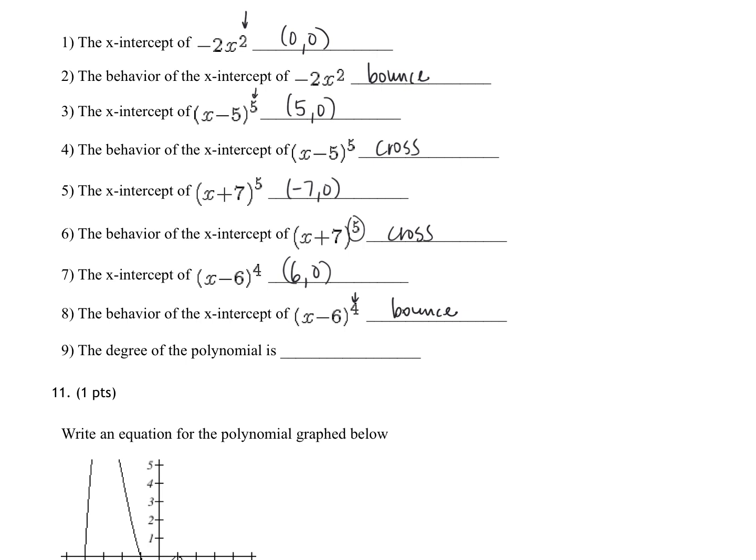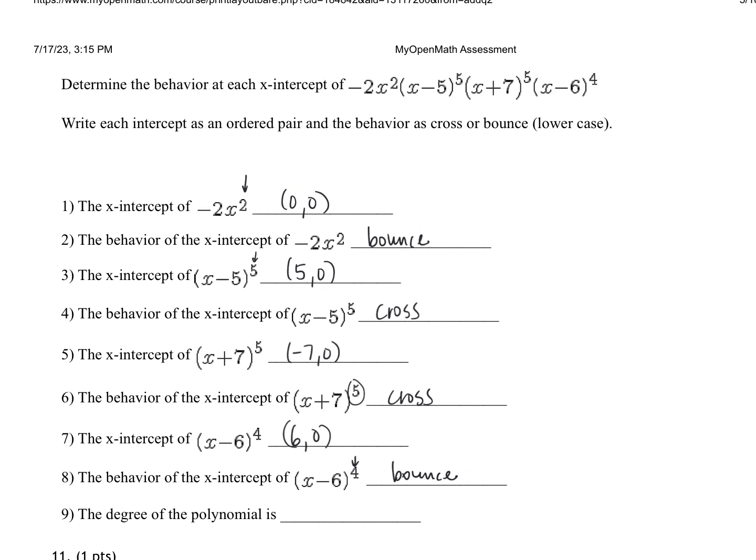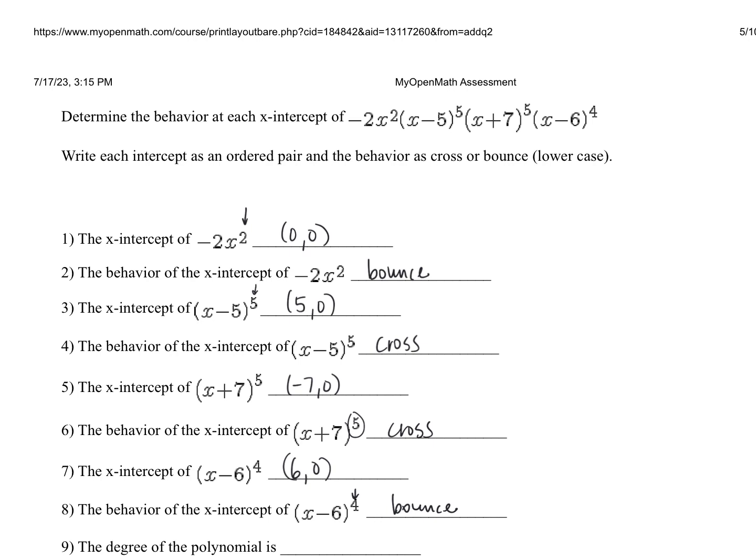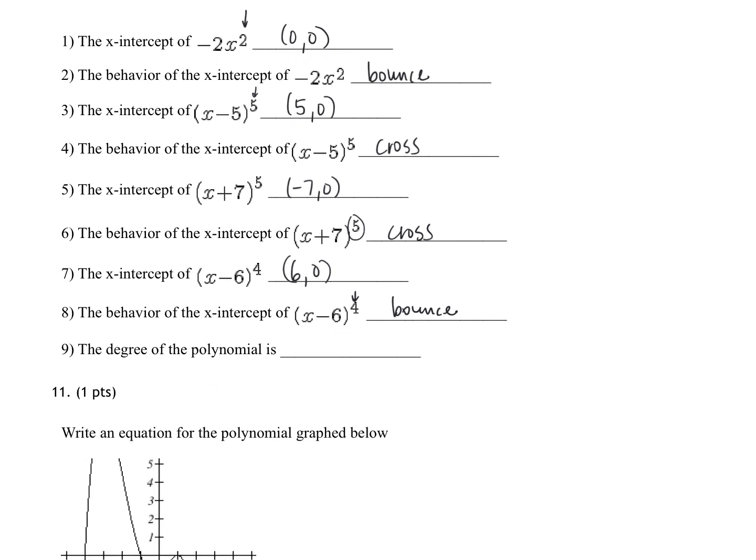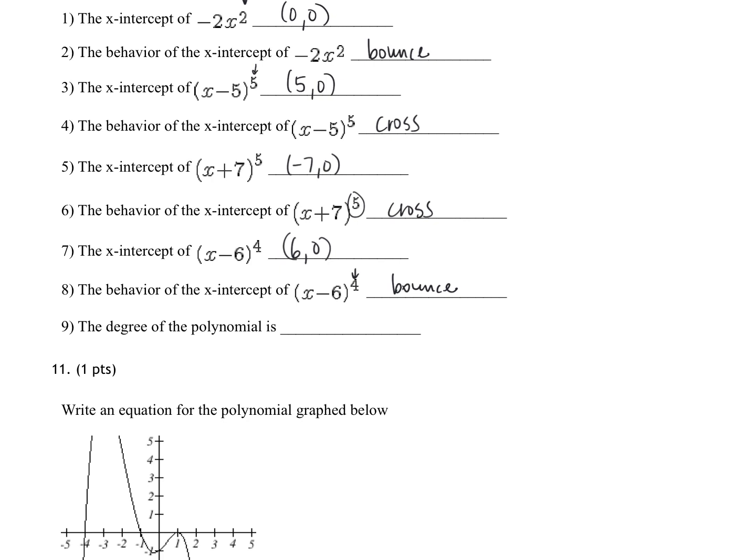The degree of the polynomial. What we do to find the degree of the polynomial is we add the multiplicities together. The multiplicities we have are 2, 5, 5, and 4. When we add all those together, we get 16. So the polynomial is degree 16.